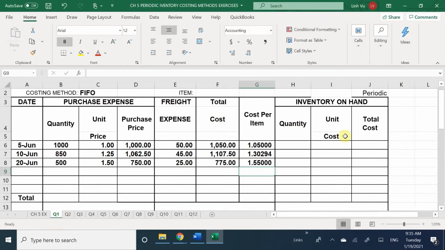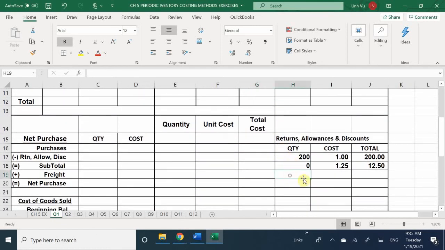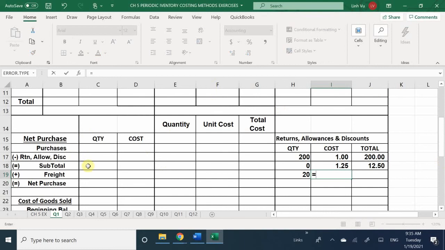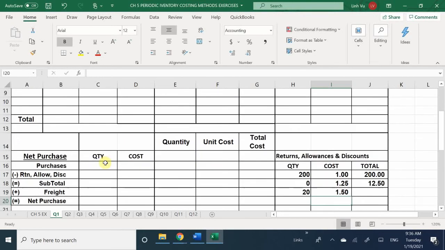Last but not least, now we're going to complete our little section here. So how many items did we actually return? 20. All right? How much did it cost me to purchase this batch? $1.50. It cost me $1.50. Good, right? Make sure you don't calculate the $1.55. We cannot return freight in this scenario. So again, if you just multiply these numbers across, it is $30 even.